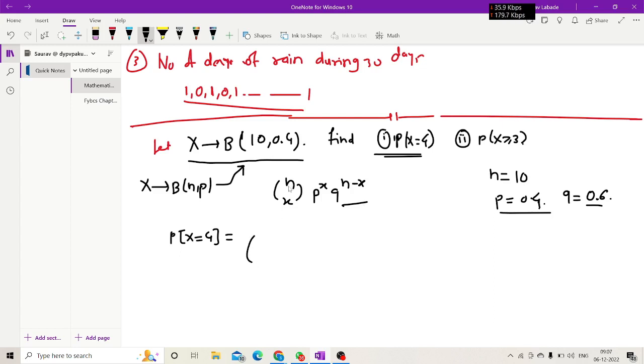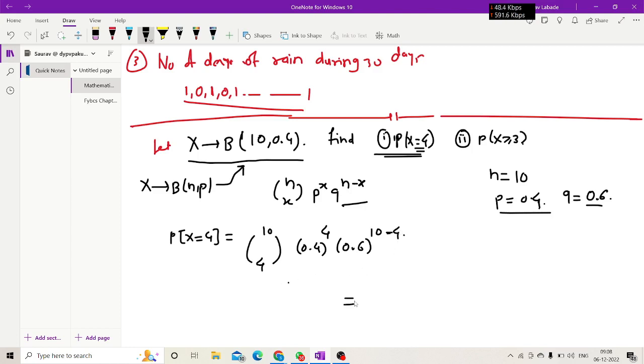N, what is the value of n? 10, right? X, which x do I have to find? X equals 4. Substitute x equals 4. P raised to x; now the value of p I also know, right? What is p? 0.4 raised to x, which is 4, q is 0.6 raised to n minus x. N is 10, minus x is 4, and you just have to solve this.